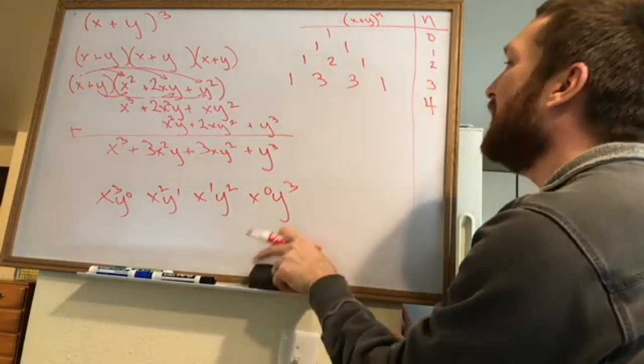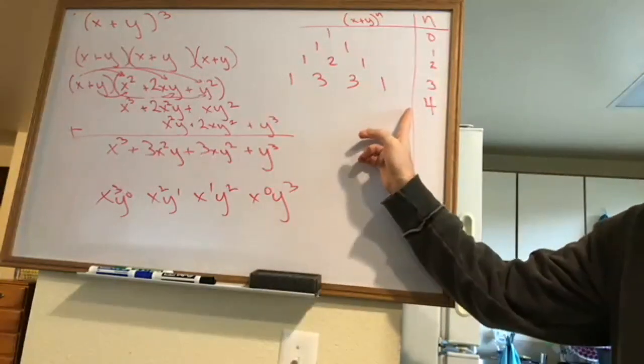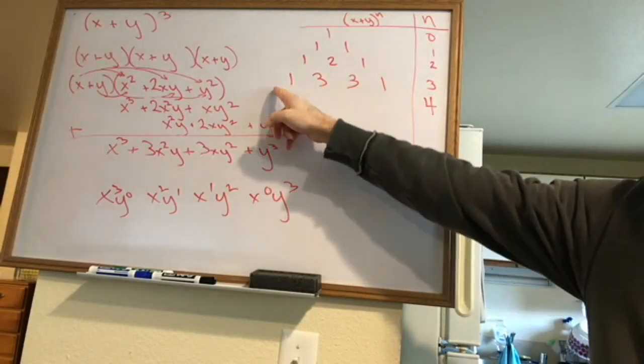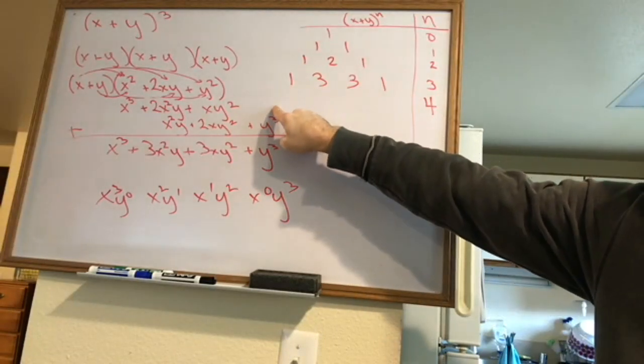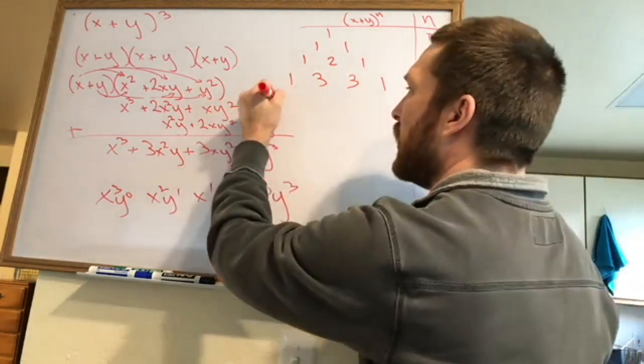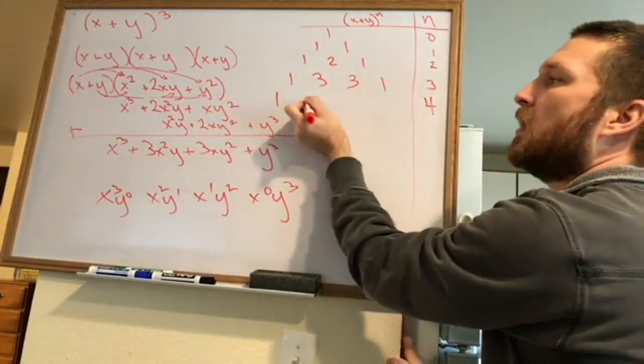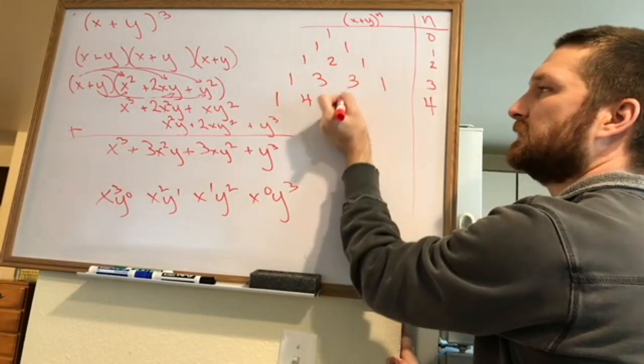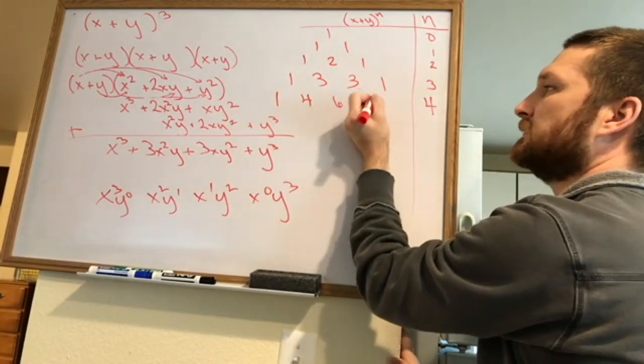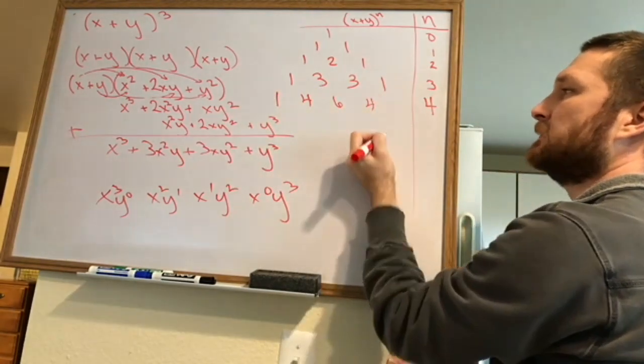What I could do is, instead of doing all of this, which I'm sorry, but we're going to do, I could just say, well, hold up. 4. What goes on the very outside here? A 1. So then what goes here? 4. Then what goes here? 6. Then 4, and then 1.